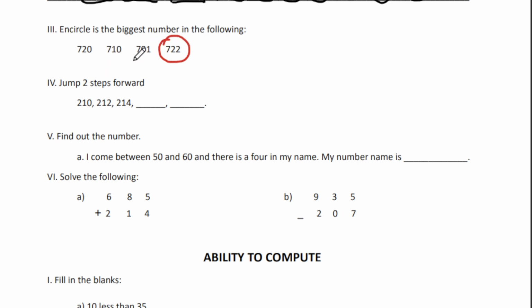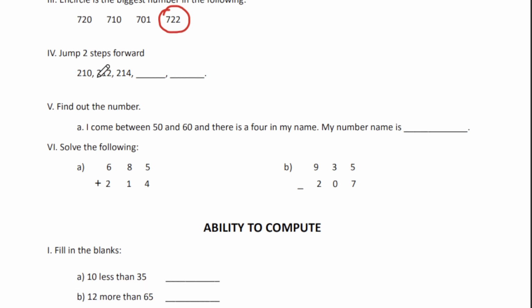Okay. Next, jump 2 steps forward. So you have to jump 2 steps forward. So 210, it's 2 steps again, 212, 2 steps again, 214. Next 2 steps is 216. Next 2 jump is 218. And if they ask one more dash, you can write 220.